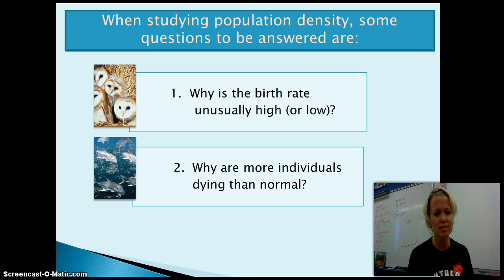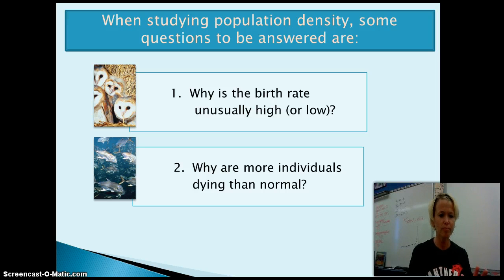A while back we saw that there were a lot of fish dying in certain river populations, and we found out that it was very much linked to pesticides and herbicides that were being used in fields. And now, we've learned ways to control that. I think we can still learn more, but so we take a look at, why are individuals dying more than normal?